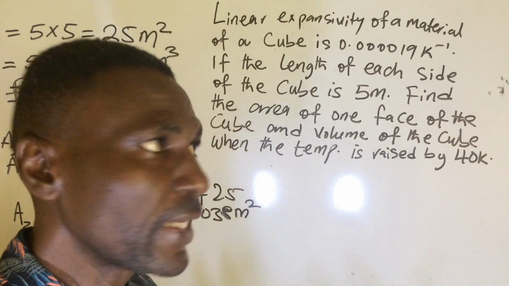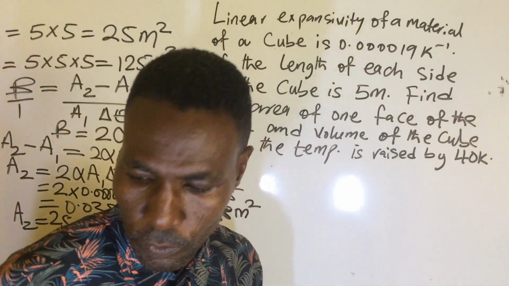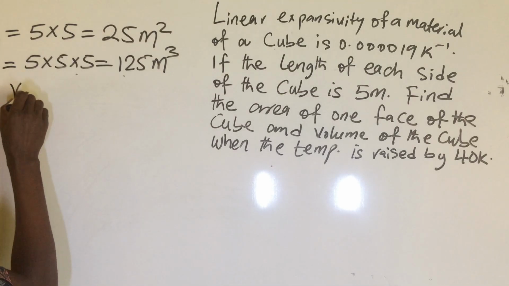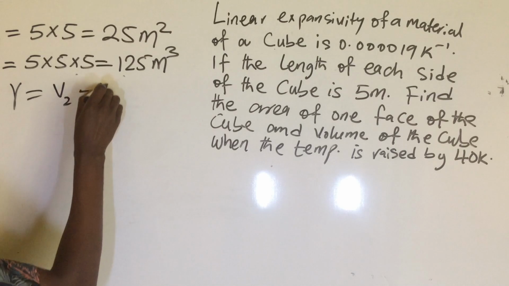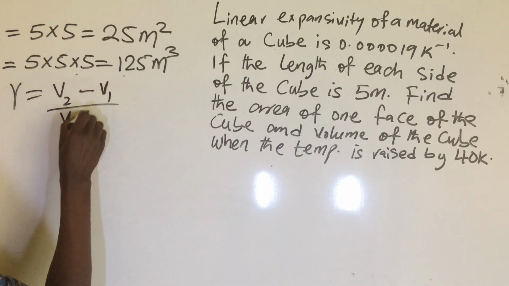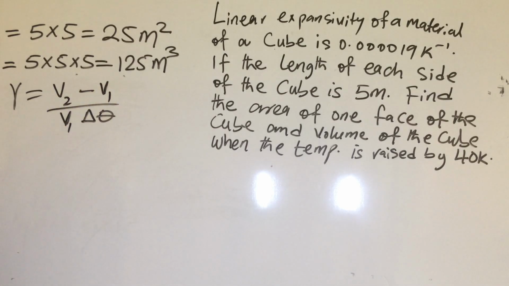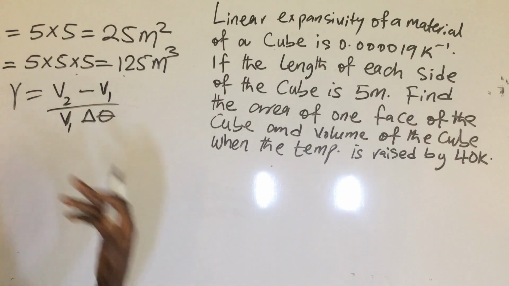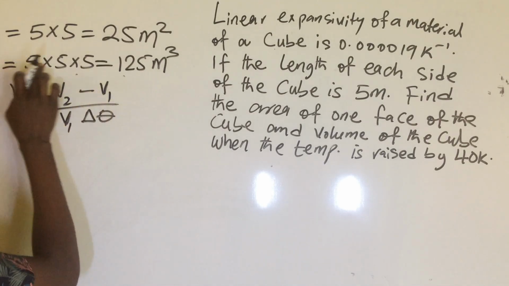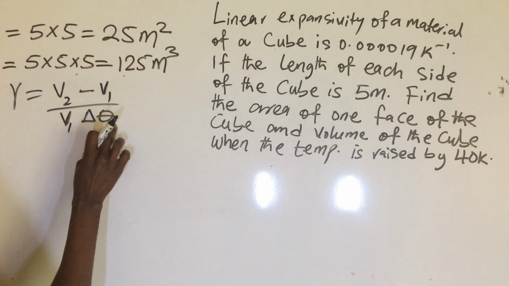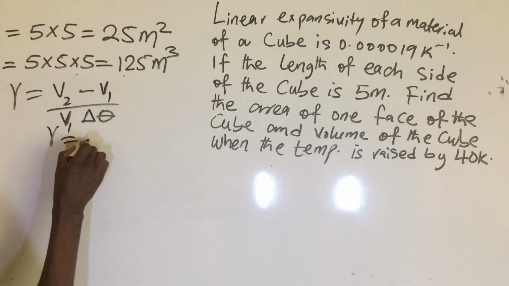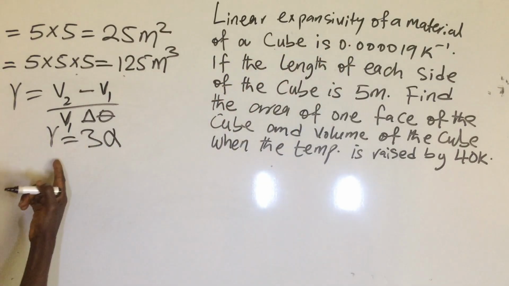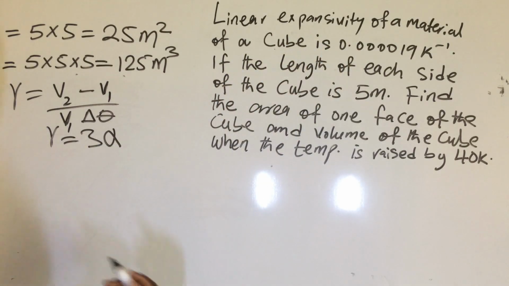This is the new area they asked us. Now let's solve for the new volume. For the new volume, gamma equals V2 minus V1 all over V1 change in temperature. Gamma is the volume expansivity, V2 is the new volume we are looking for, and V1 is the original volume which we have calculated. But we should remember that gamma equals 3 times alpha, where alpha is the linear expansivity and gamma is the volume expansivity.